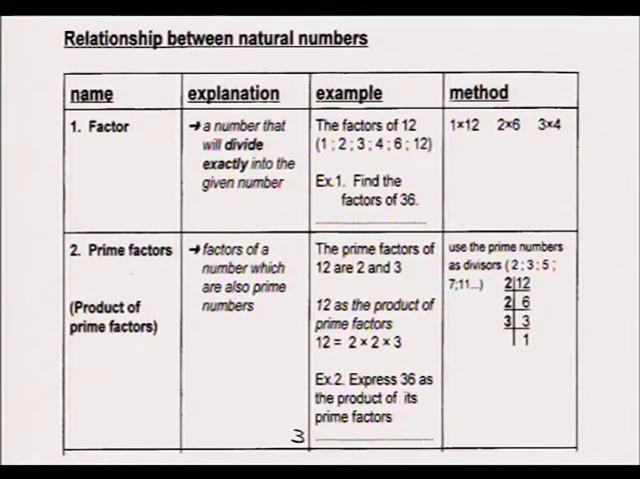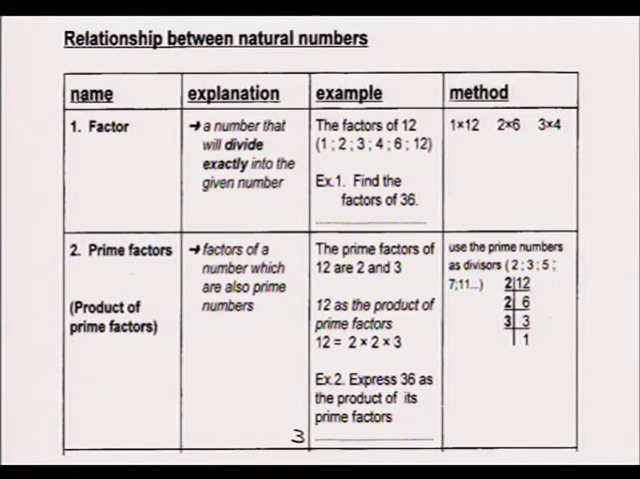There are the factors: the explanation, the example and the method. The explanation: a number that will divide exactly into the given number. For example, the factors of 12. 1 divides into 12 as well as 2 as well as 3, 4 as well, and 6 and 12. And then the method, 1 times 12 and 2 times 6 and 3 times 4. Every time it gives us 12.